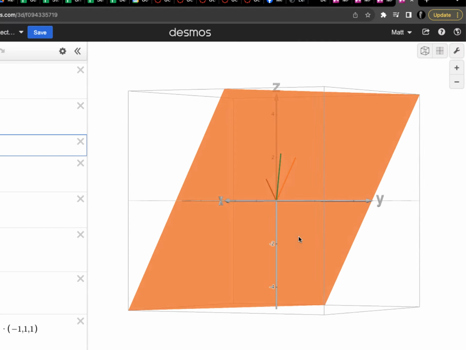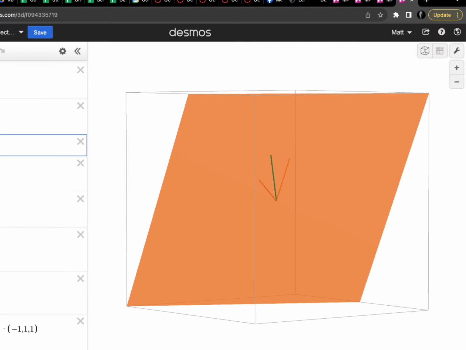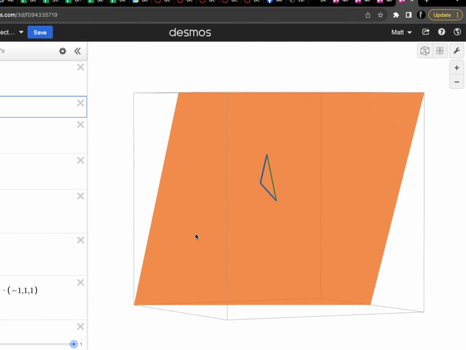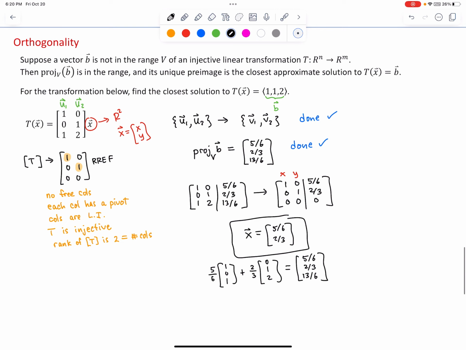Let's look at our image here, and we concluded that 5/6 of the first column, which is that vector, and 2/3 of the second column, which is that blue vector, when added together, so put them end to end, will produce the projection vector. So reframing our findings here, the vector x that I have highlighted here, 5/6, 2/3, is the input vector whose output will be as close to the vector b as possible.